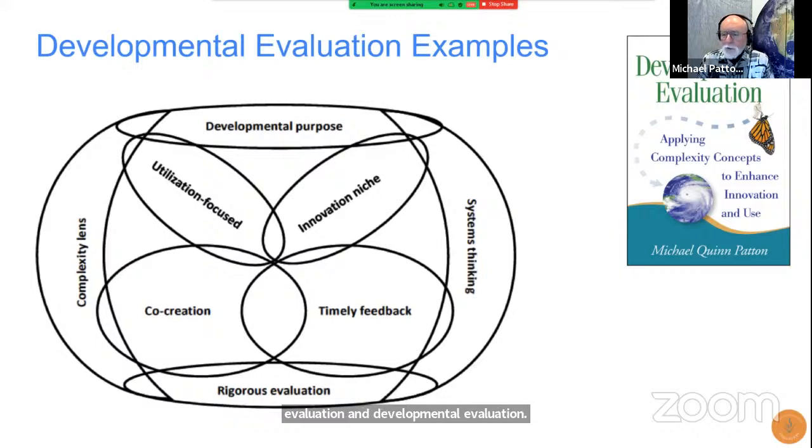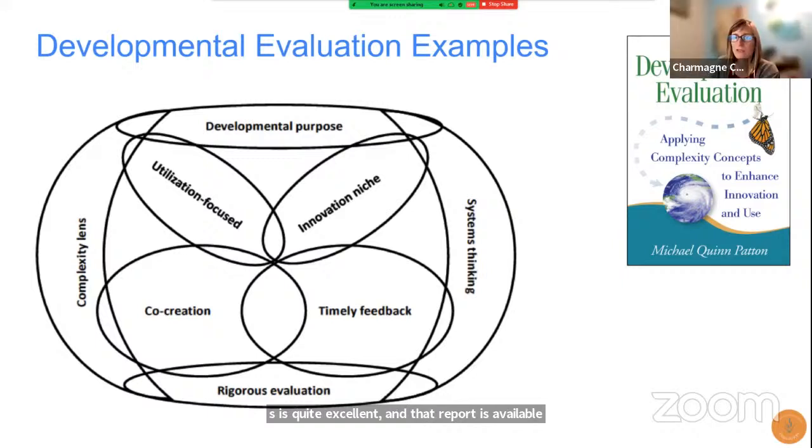And I put in chat an example of the World Food Program developmental evaluation of their COVID response, which I think is quite excellent. And that report is available publicly. And in a couple of weeks, the folks at Social Impact have a webinar coming, and just published a blog as well about the developmental evaluations they've been doing with USAID. So there's a lot of resources around developmental evaluation and how to get involved in that if that's something that you'd like to lean into more deeply.